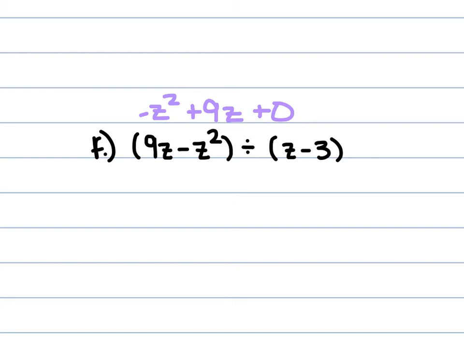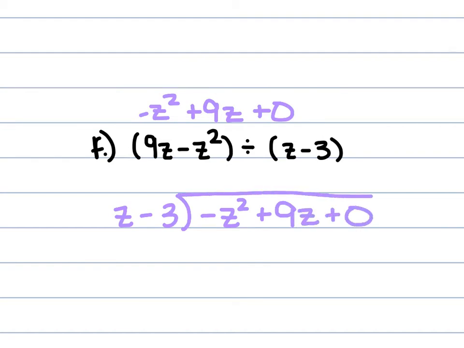But if it was a term that had a z attached to it that we were missing, so let's say if it was negative z cubed plus z squared, we have to identify that z squared. So we would have to put a plus 0 z squared in that expression. Okay, so we're going to start with the z minus 3 on the outside, then the negative z squared plus 9z plus 0 goes on the inside.